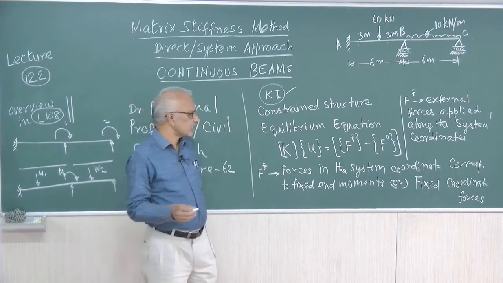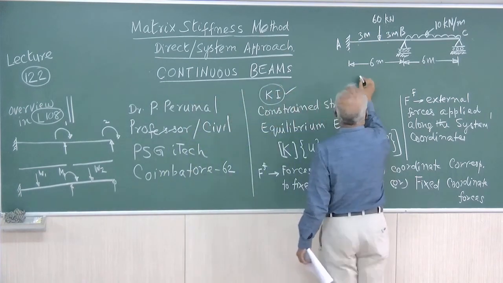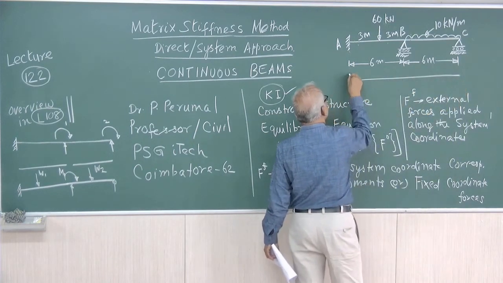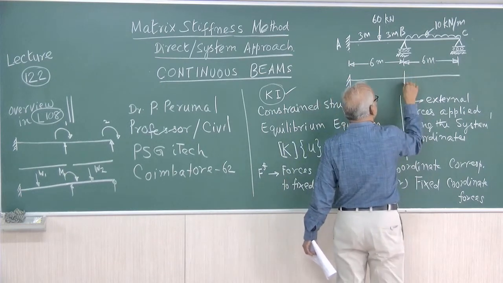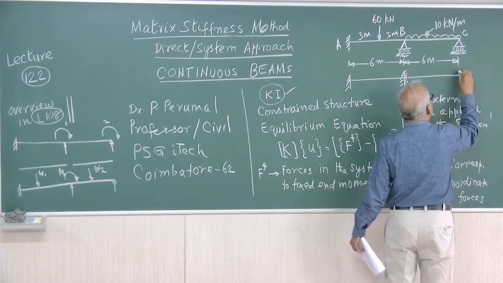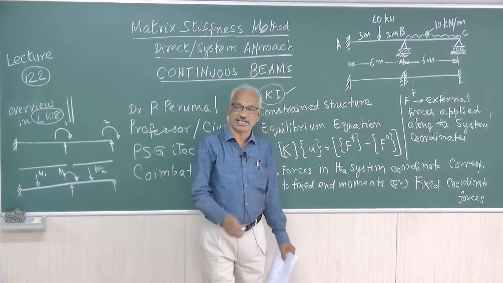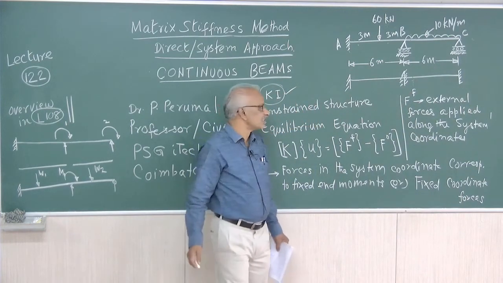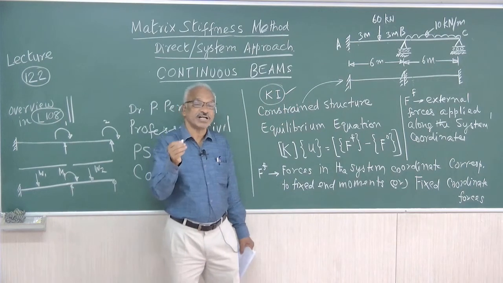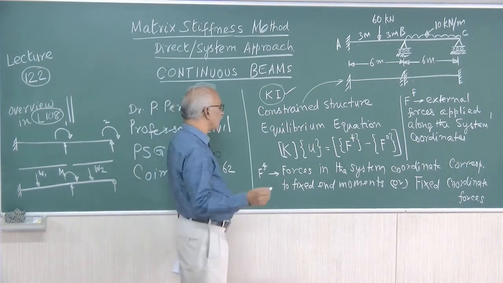Kinematically determinate means, suppose we take a structure like this, a two-span continuous beam. A is already a fixed end. Now, here also you have to induce a fixed support, and here also we have to have a fixed support, so that theta A is already 0, theta B is 0 and theta C is 0. This is what is called the constrained structure or kinematically determinate structure, that is to be done. And then we have to get the stiffness matrix.